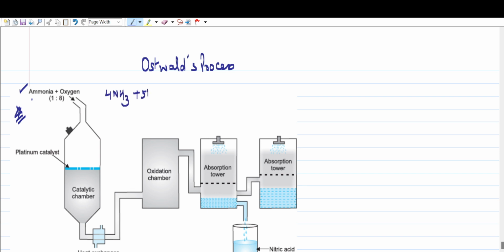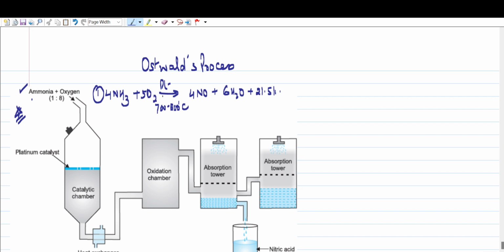4 ammonia with 5 oxygen in presence of platinum. Again temperature 700 to 800 degrees centigrade and you get 4 nitric oxide and 6 water. Since the reaction is exothermic, you get energy. Okay, so this is the first step, right?